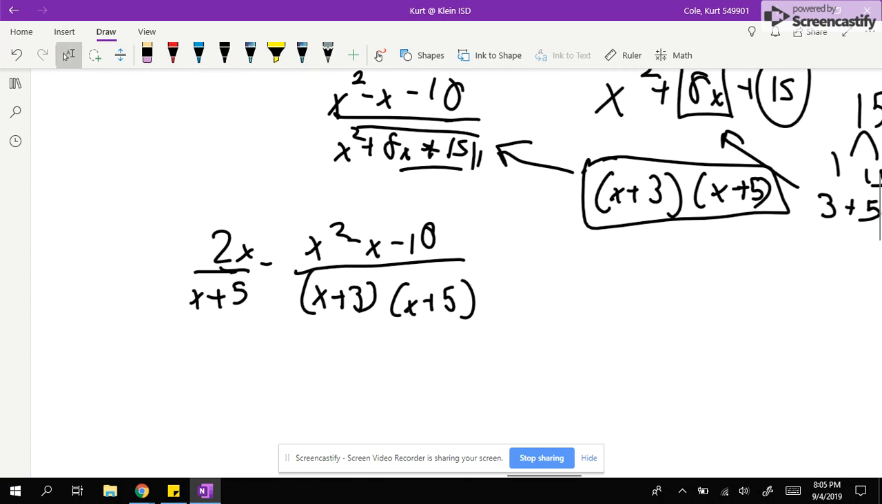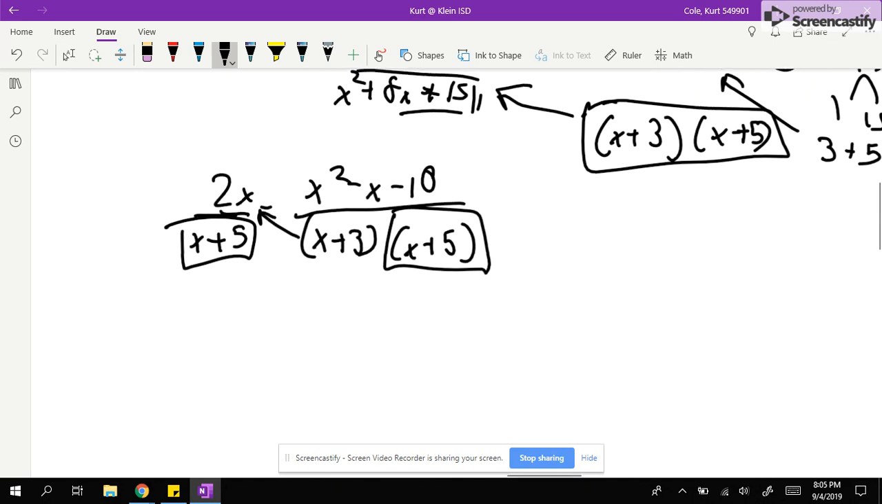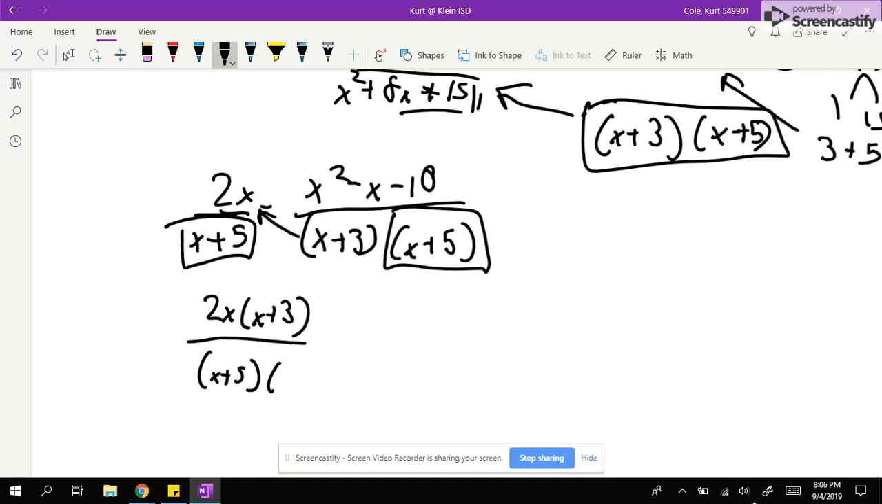So here, now we can see that this is the same as this. So all we have to do now is multiply the left side by x plus 3. That way they'll get the same denominator. So let's do that. So 2x on the top times x plus 3 over x plus 5 times x plus 3. And now we can combine it with the second one, the binomial, since they have the same denominator.